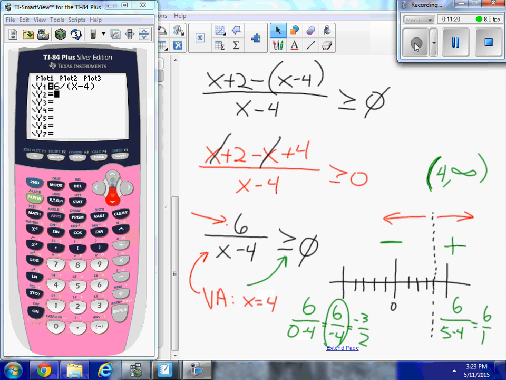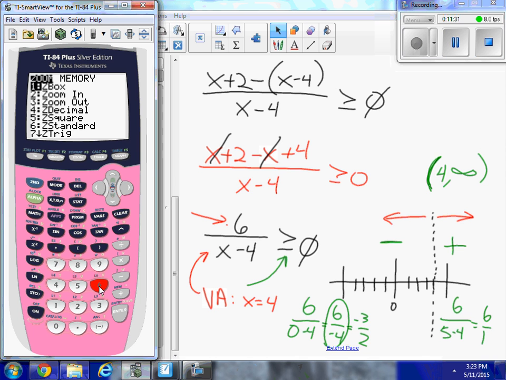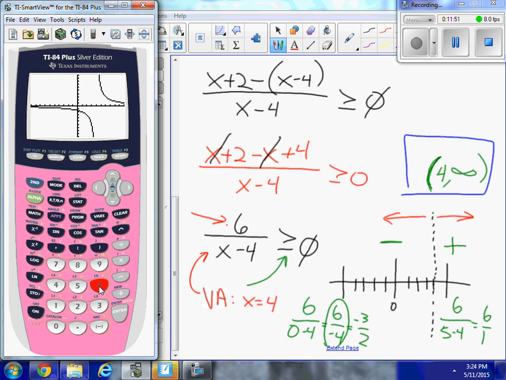So here I've set up the equation into my calculator. 6 divided by x minus 4. I want to do it in the form where I have it greater than or equal to 0. And I'm going to graph it. And sure enough, I think I'm correct. It looks like I have a vertical asymptote right there at positive 4. Everything to the left of the vertical asymptote is negative. Everything to the right of the vertical asymptote is positive. I confirm that my answer is correct.